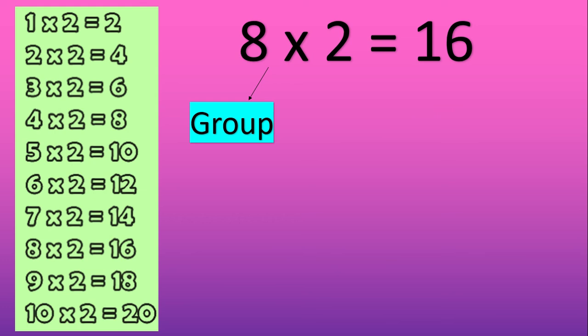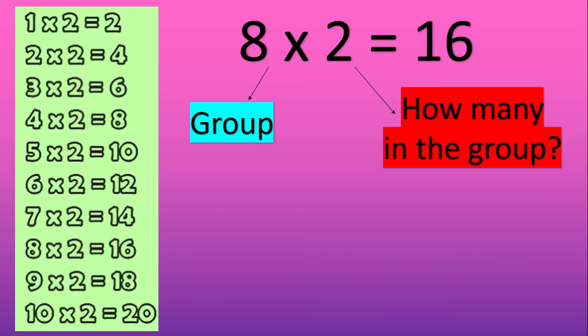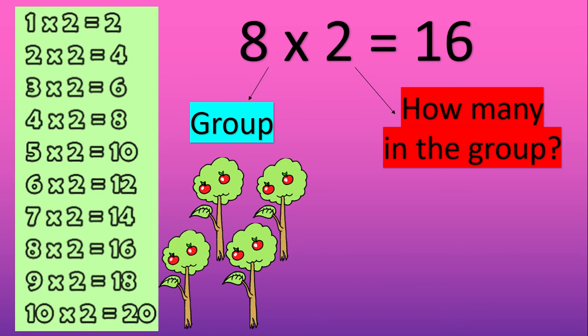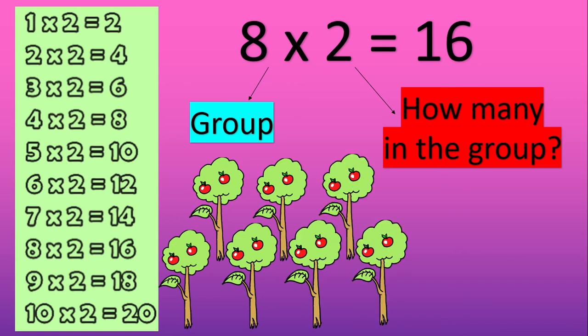8 times 2 equals 16. So I have to have 8 groups of 2 and 2 in the group. So 2, 4, 6, 8, 10, 12, 14, 16. So I have 8 apple trees.